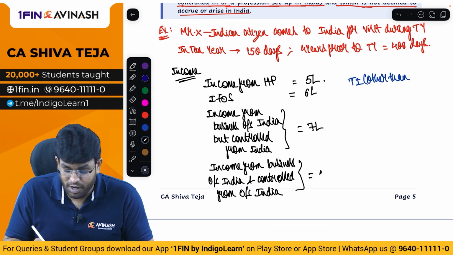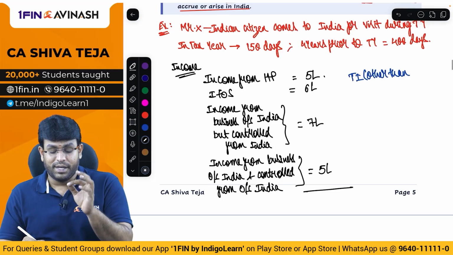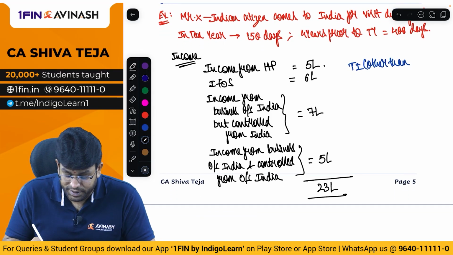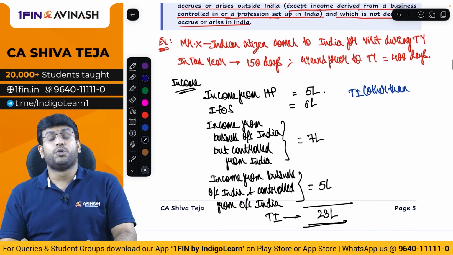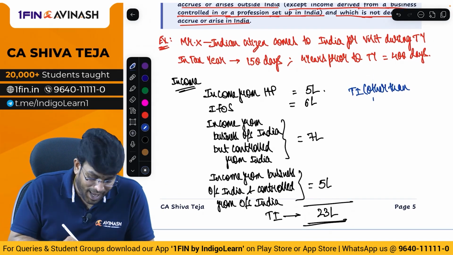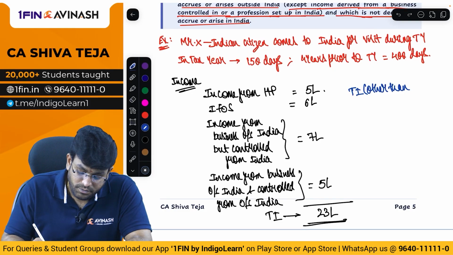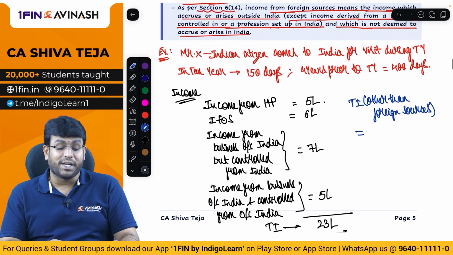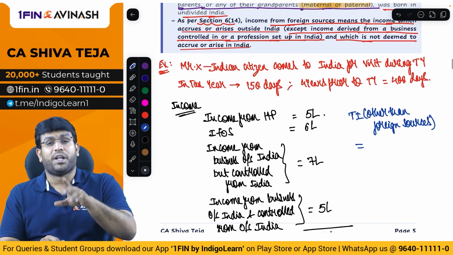This figure I'll take as 5 lakh rupees. Total figure: 5 plus 6, 11; 11 plus 7, 18; 18 plus 5, 23 lakhs. So 23 lakhs is the total income. And what am I supposed to do to check that working? I am supposed to look at something called total income other than foreign sources. This is my criteria to decide. My criteria to decide is what? Total income other than foreign sources.